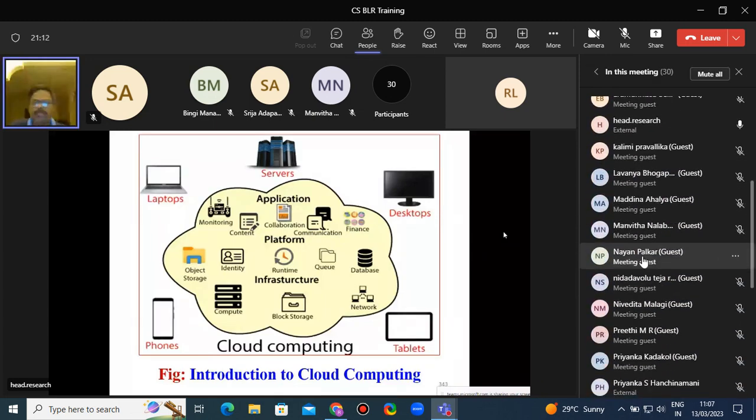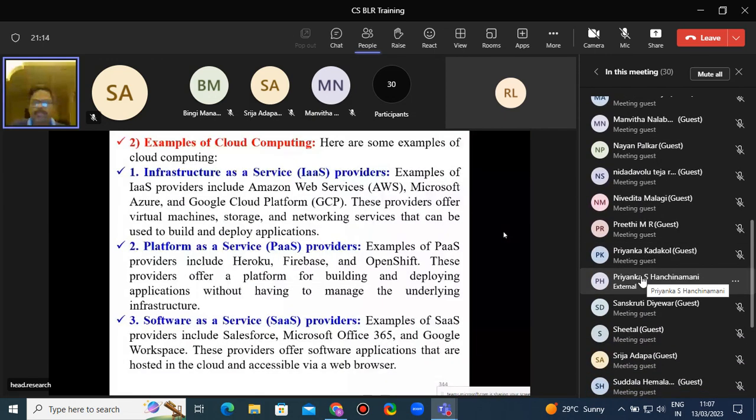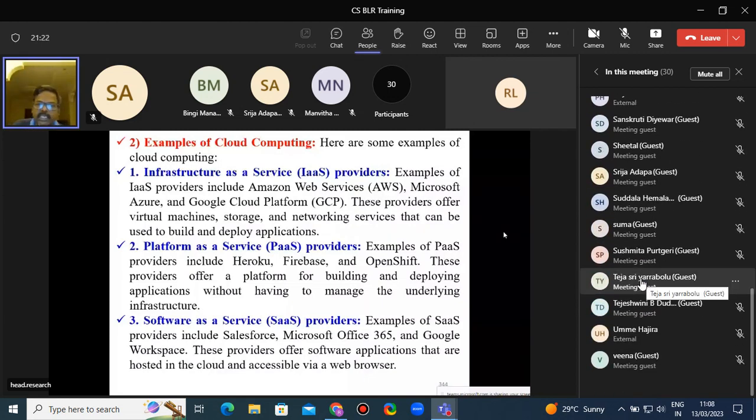Then examples of cloud computing. Here are some examples of cloud computing. Infrastructure as a service providers. Examples of infrastructure as a service providers include Amazon Web Services, Microsoft Azure, and the Google Cloud Platform (GCP). These providers offer virtual machines, storage, and networking services that can be used to build and deploy applications.